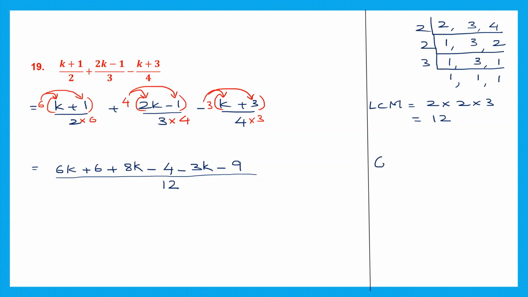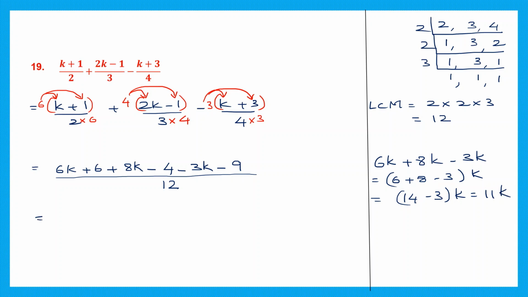So now let's work on all the k's. Let's take it to the working column. So we have 6k plus 8k minus 3k. So this will be 6 plus 8 minus 3k. So 6 plus 8 is 14 minus 3k will give us 11k. So here we have 11k. Now let's take the whole numbers. The whole numbers are 6 minus 4 minus 9. So let's take that. 6 minus 4 minus 9.